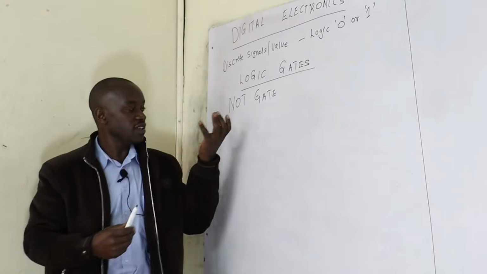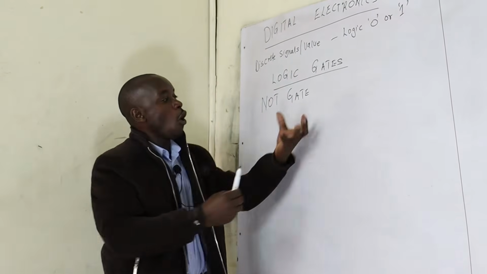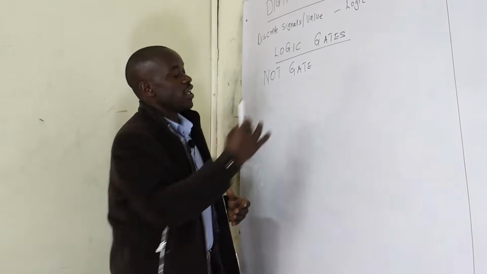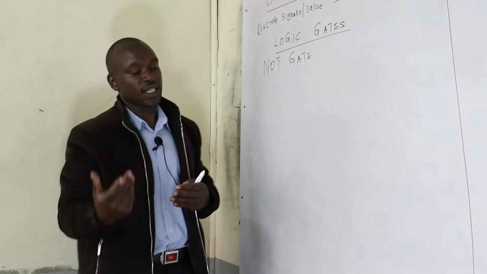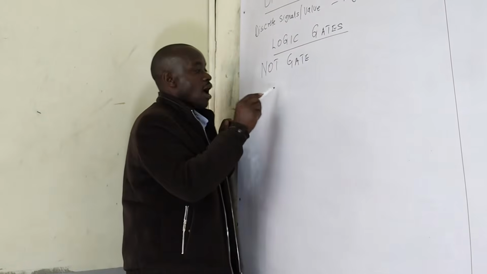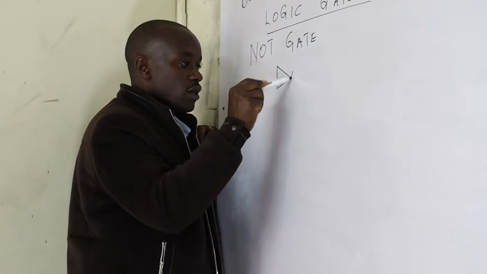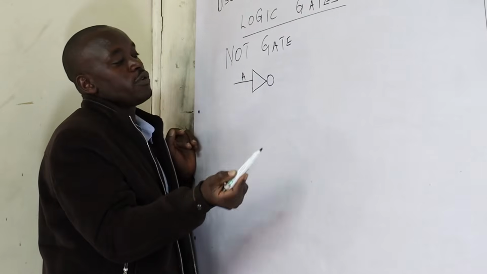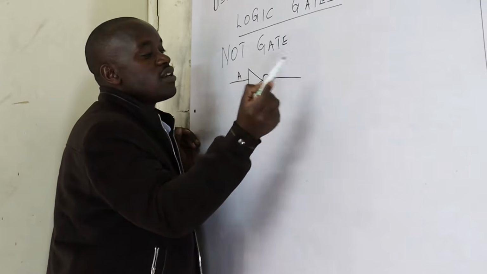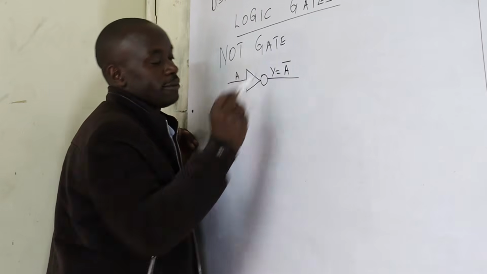So basically, these gates, the output is the opposite or the inversion of the input, which means this gate can behave as an inverter. So our NOT gate, the symbol of a NOT gate appears this way. Then we put the input, which we can say is A. Because it inverts, the output Y is equal to A bar.